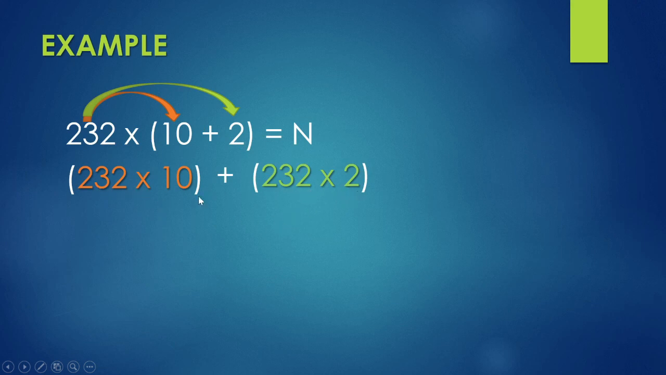Then 232 times 10 is equal to 2,320. Then 232 times 2 is 464. Then that is equal to 2,784. Okay, that's how we use the DPMA in multiplying 3-digit numbers by a 2-digit number.